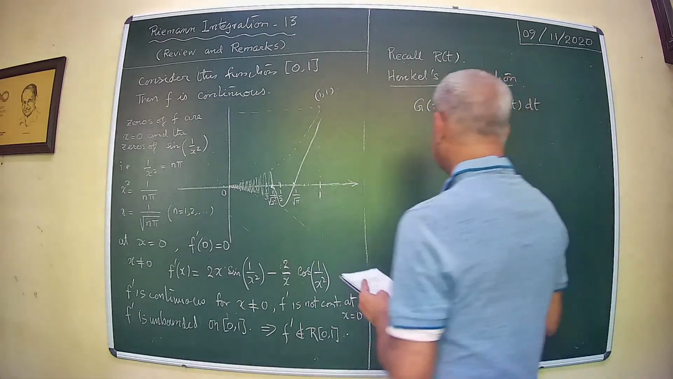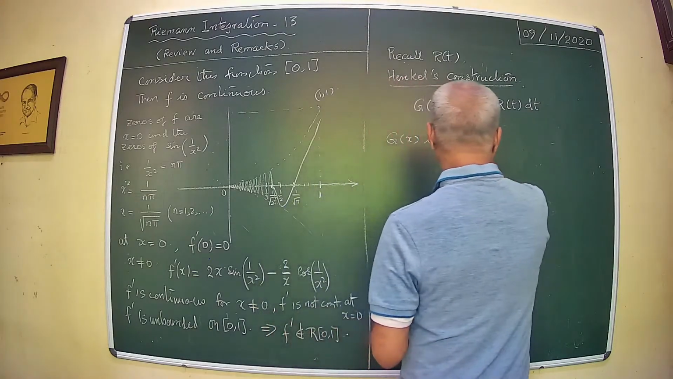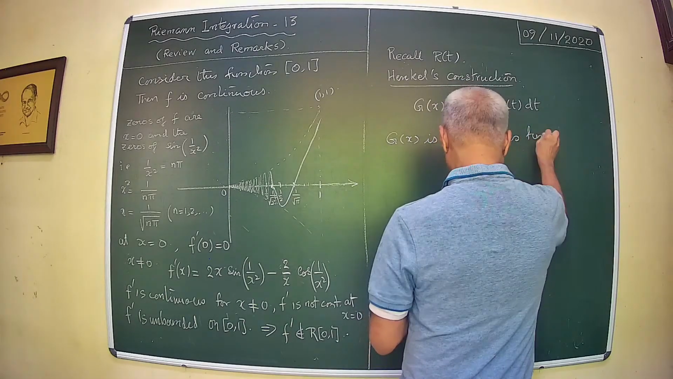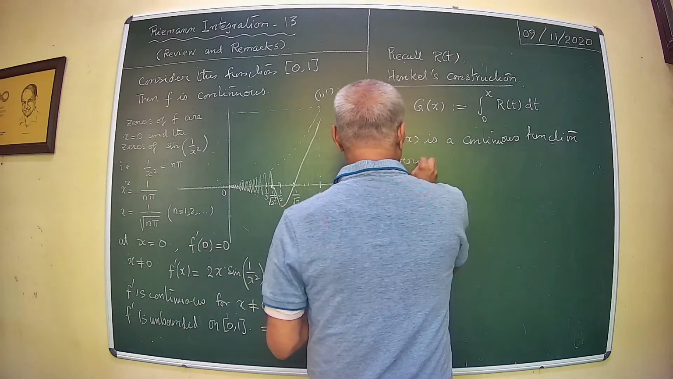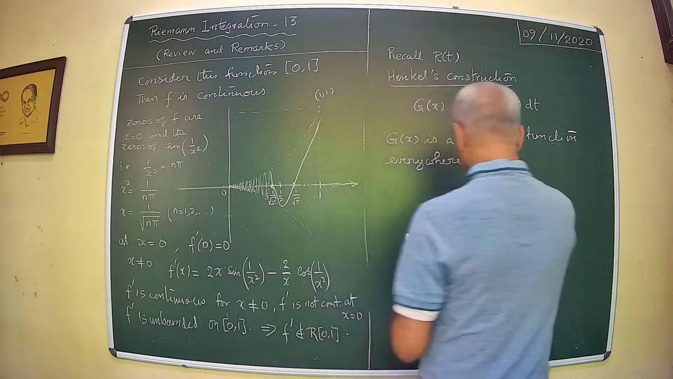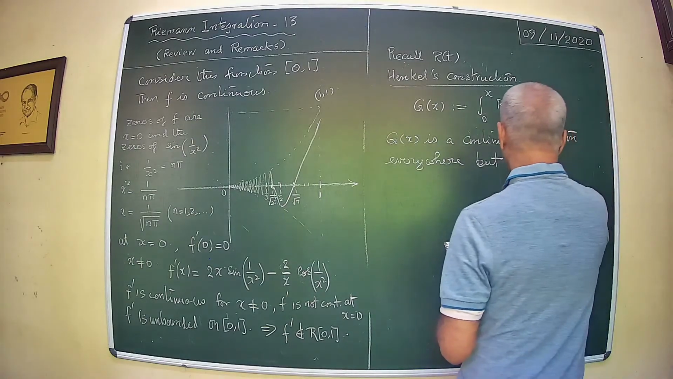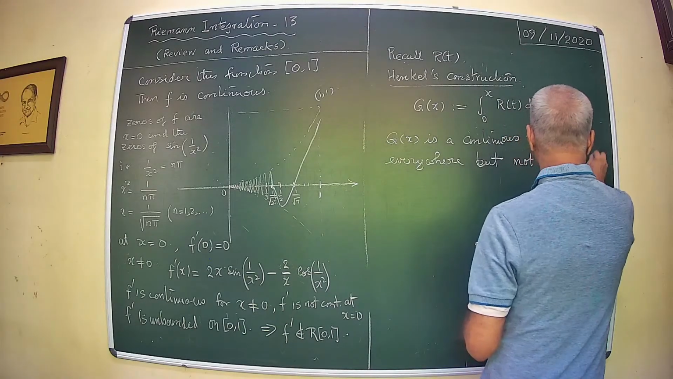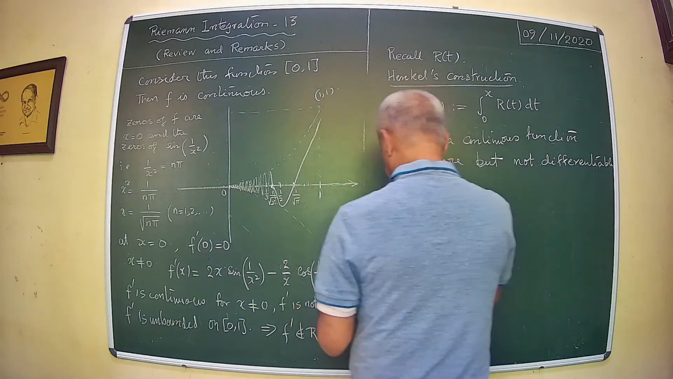So this g(x) is a continuous function everywhere, but not differentiable at an infinite set of points.